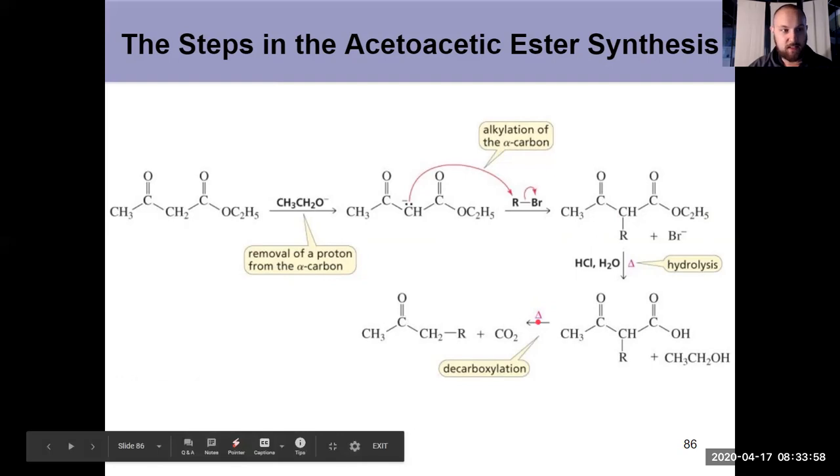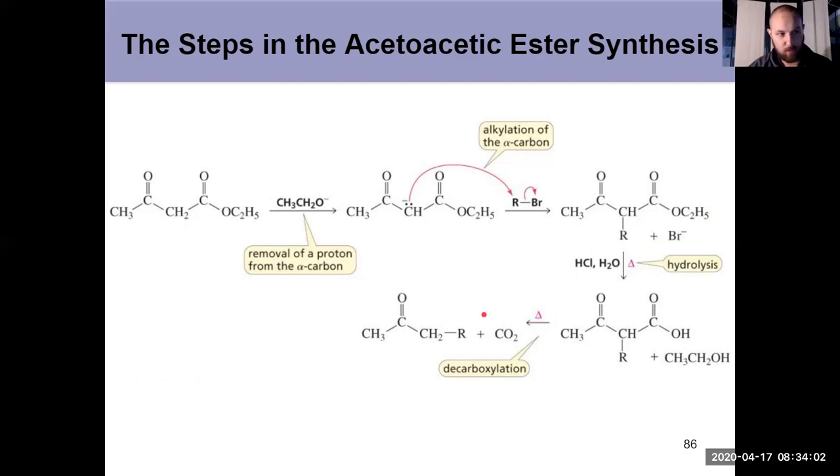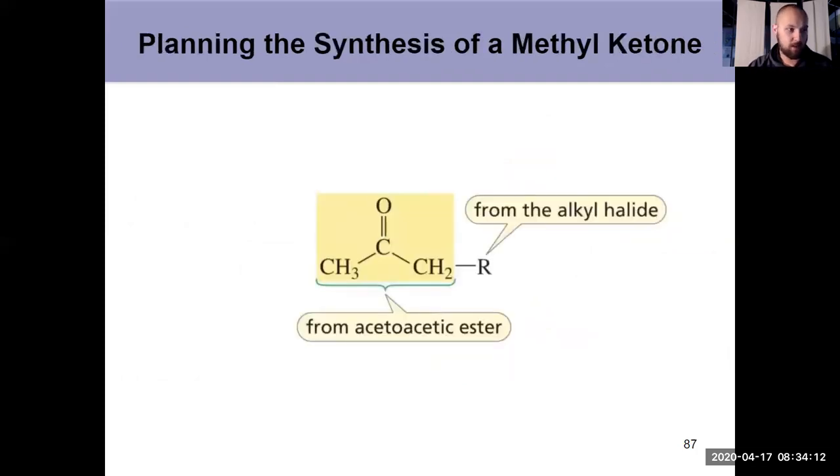For both of these, this is advantageous, right? Because your final product only goes forward. You can drive that CO2 gas off and you don't have to worry about going all the way back to the reactants. And then I've already mentioned this as well, right? Those three carbons now, malonic ester synthesis was two, acetoacetic ester synthesis is three. Just track where your carbons are coming from. Those three from acetoacetic ester, the length of your chain comes directly from your alkyl halide.